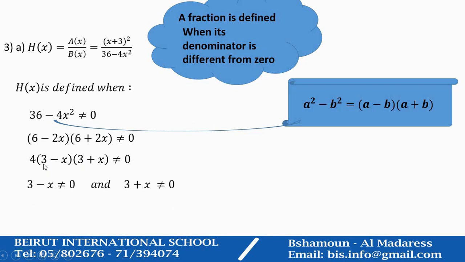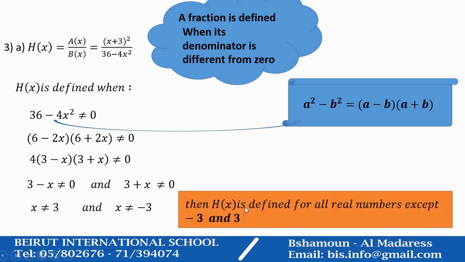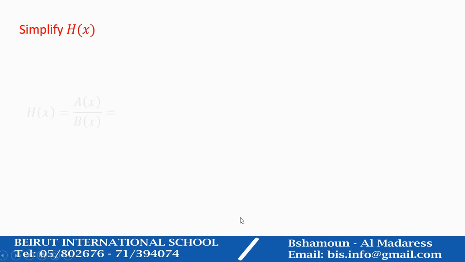And as you know, put each parenthesis not equal to 0. Between them you have to put and. So 3 minus x not equal to 0 and 3 plus x not equal to 0. So x not equal to 3 and x not equal to minus 3. Therefore, h of x is defined for all real numbers x except minus 3 and 3. This is the domain of definition of h of x. All the real numbers are accepted except two values, which are minus 3 and 3. Simplify h of x.